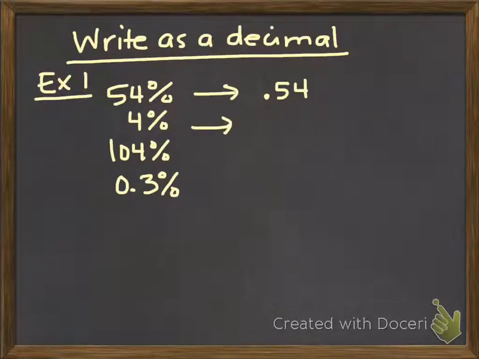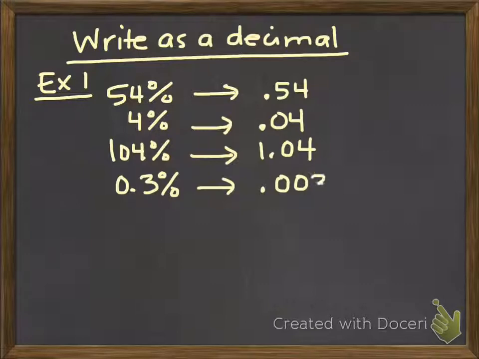4%, you take the 4 divided by 100 because percent is out of 100. 4 divided by 100 is 0.04. 104%, to make that into a decimal, you take 104 divided by 100, and you get 1.04. To change 0.3% to a decimal, you divide by 100, and you get 0.003.